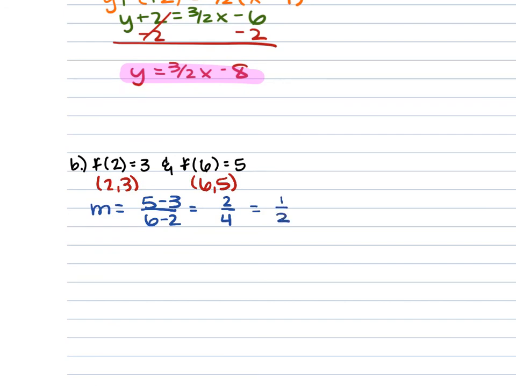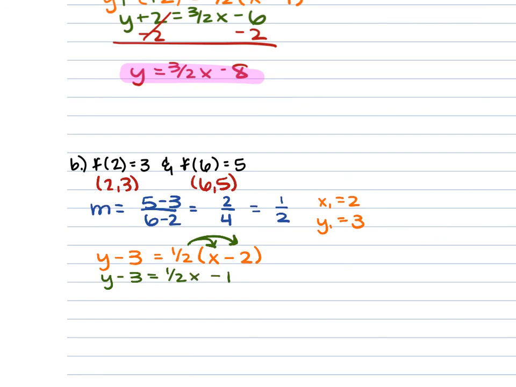I'm going to use my (2, 3). So x1 is going to be 2. y1 is going to be 3. I'm going to plug that into my point slope form. So I have y minus 3 is equal to 1/2 times x minus 2. I distribute that 1/2, and I have y minus 3 is equal to 1/2 x minus 1. I then can add the 3 to both sides, and I'm left with y is equal to 1/2 x plus 2.